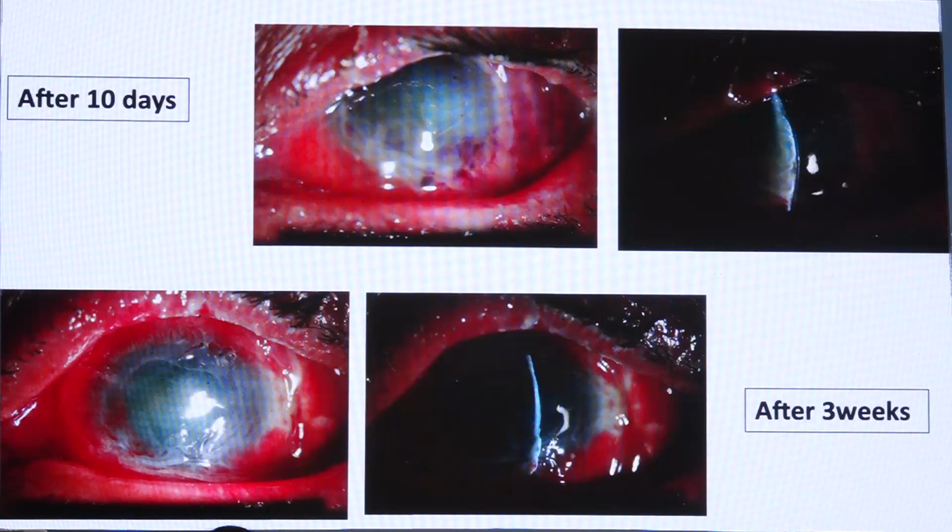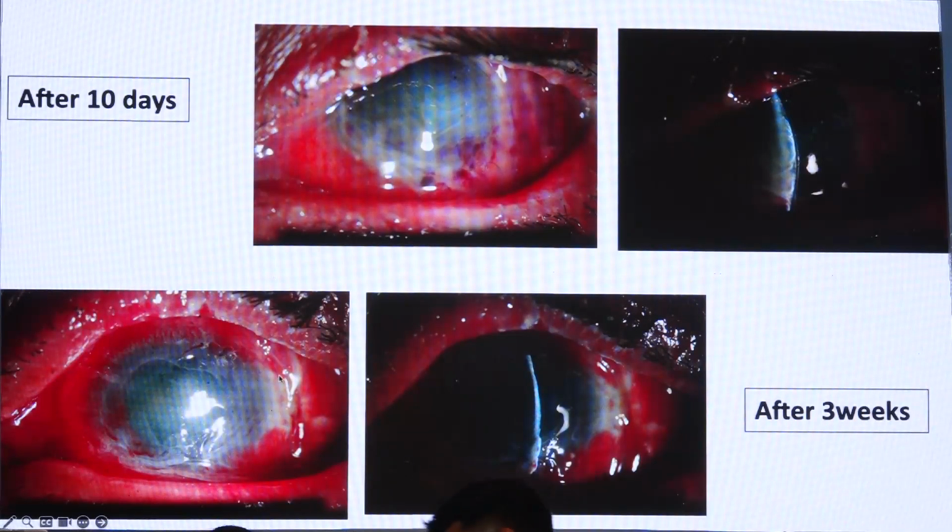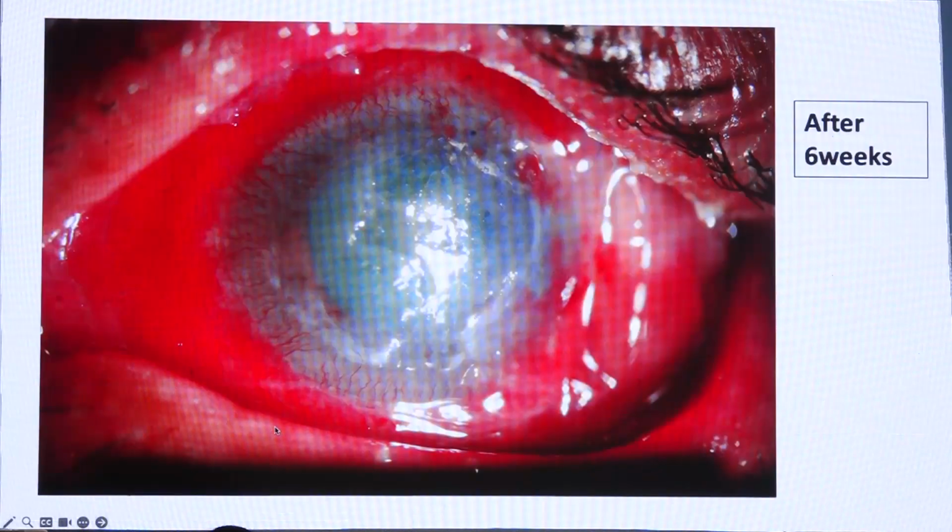And now these patients came after 10 days. So this ischemic part is getting better. And after 3 weeks, you can see that the ischemic part is getting better, that means this vascularization has started now. So this is after 6 weeks, this patient developed this large epithelial defect. So at this visit, I started this patient on this autologous serum, 20%.